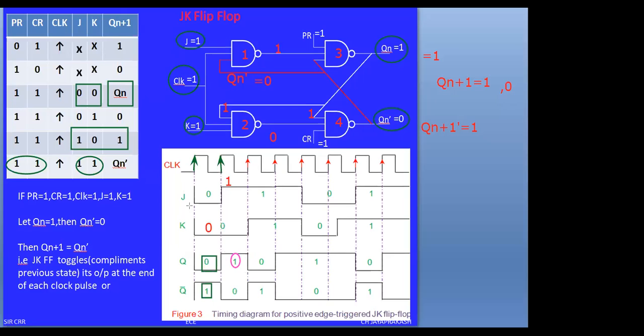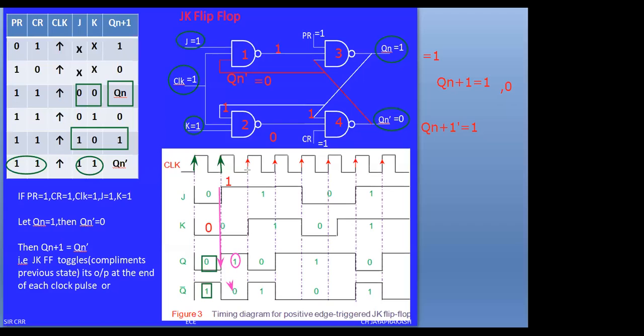You can see in the waveform response, if you look carefully during this interval of time, since J equals 1 and K equals 0, whatever may be the previous value, the previous Q value was 0, this will be modified to 1, that is Q value equals 1, and its complement will be equal to 0. Now again we are going for the third pulse.